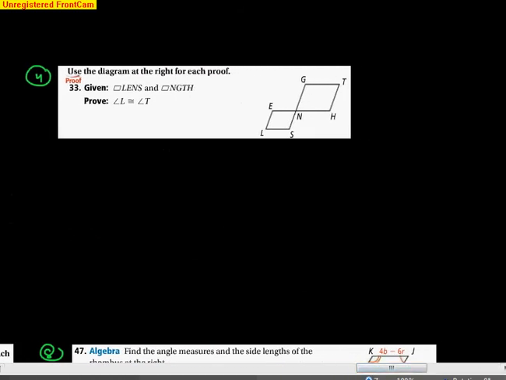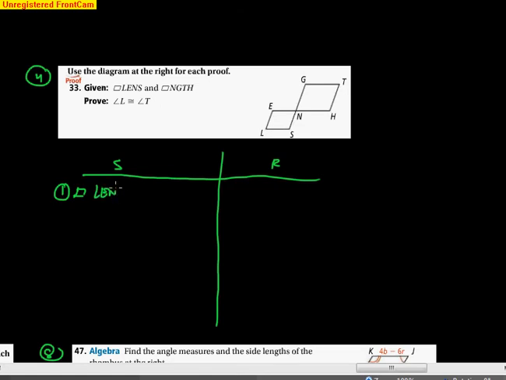Number 4. Proof time. Here we go. Two-column proof. Statements, reasons. You're given two parallelograms, LENS and NGTH. You need to prove that angle L is congruent to angle T. If I mark them congruent right now, the question is, how do I get from L to T?